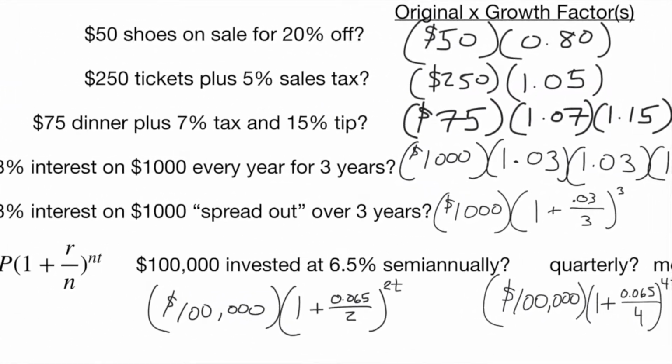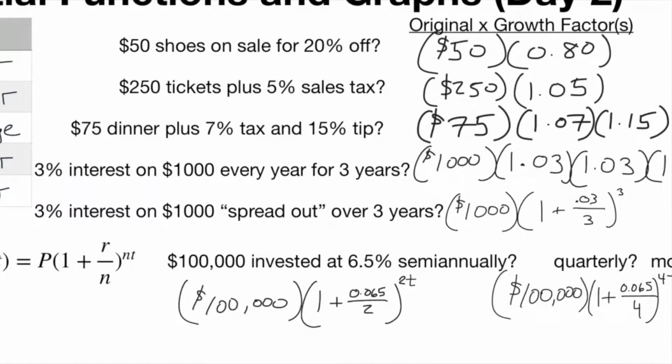What if you wanted to get 3% interest on $1,000 spread out over 3 years? You get 1% of those 3% each year. So you could say you're getting $1,000 times 1 plus, since you're increasing, your 3% divided by 3, so 1% each year, and you do it 3 times. You're going to get 3% overall, spread out over the course of 3 years. You'll get 1% each year. Anyway, this is how you get a formula.